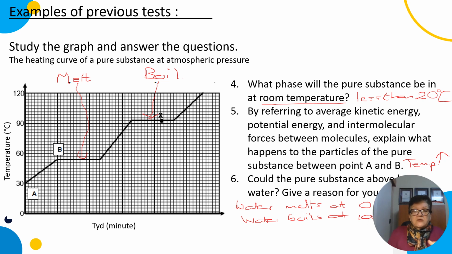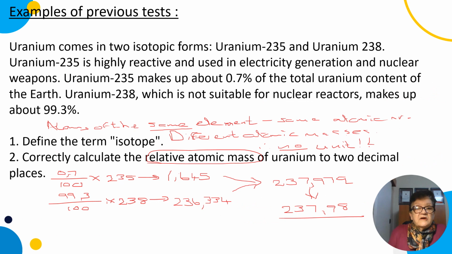Now, water boils at 100 degrees Celsius and it freezes or melts at 0 degrees Celsius. So this substance is melting at a high temperature of 58 degrees Celsius and it's boiling at a lower temperature than 100 degrees Celsius. So this is how we know it is definitely not water.